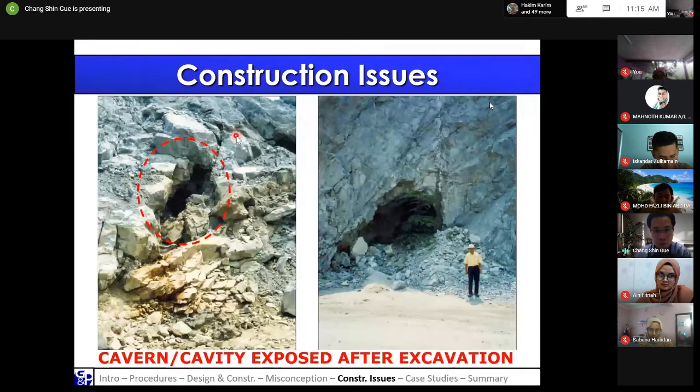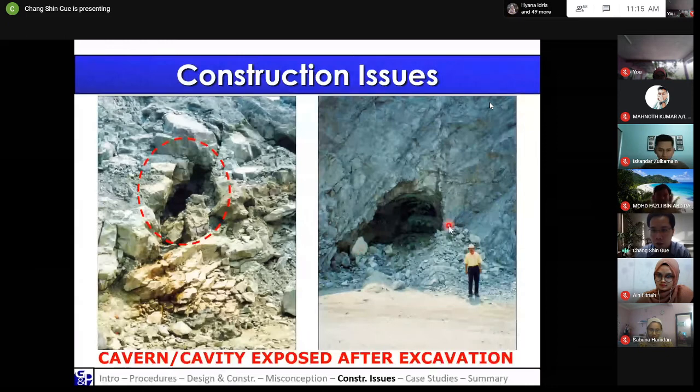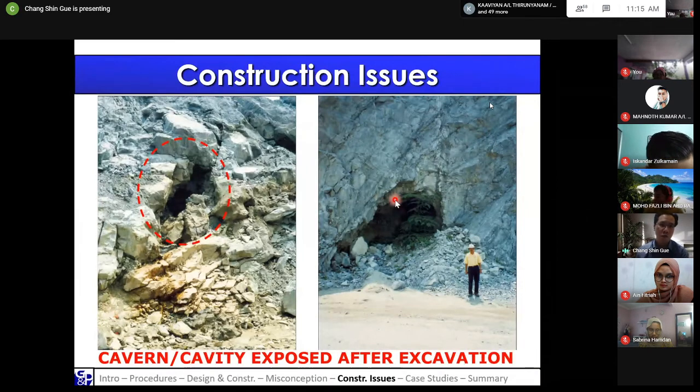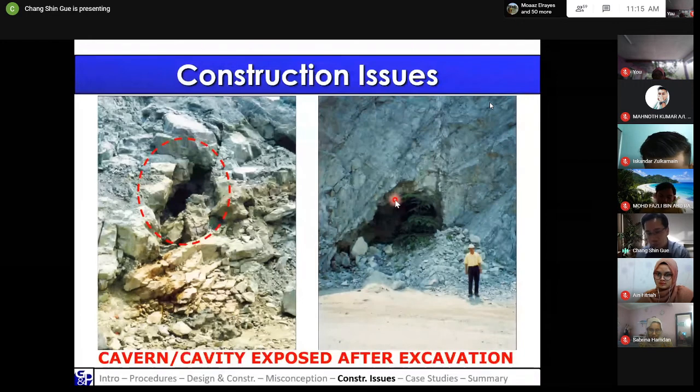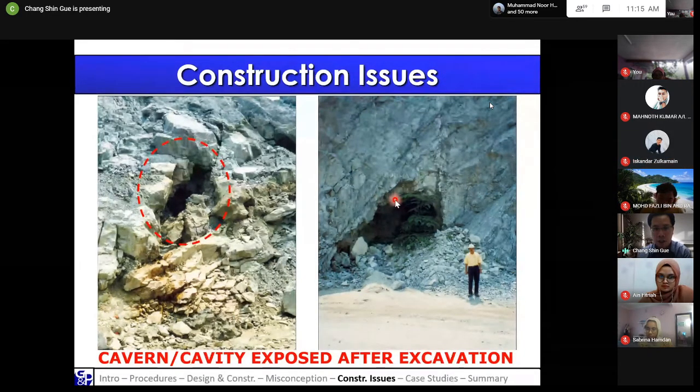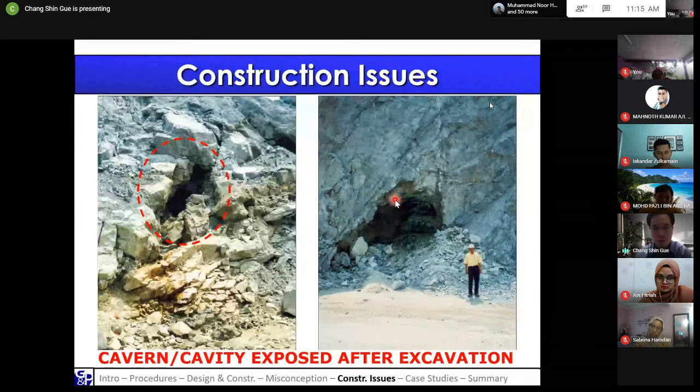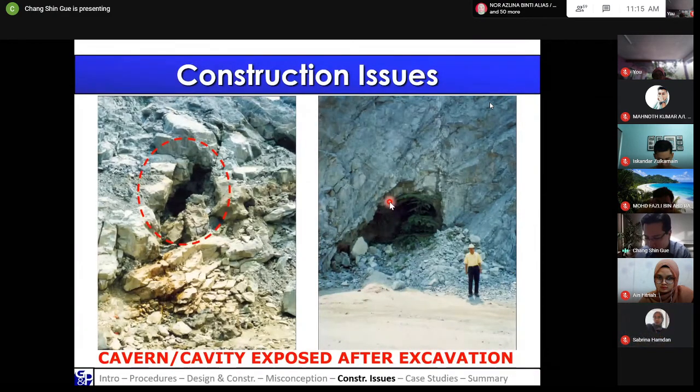Just to show you some of the cavities from actual limestone. Cavities can be quite big, and you can see this is showing you a human scale and the cavities. If you have been to Batu Caves, for example, that is also a limestone cave. So you can see inside a limestone cave or cavity can be this big. Cavity in limestone is a challenge for geotechnical engineers, so make sure you detect it properly before the construction.